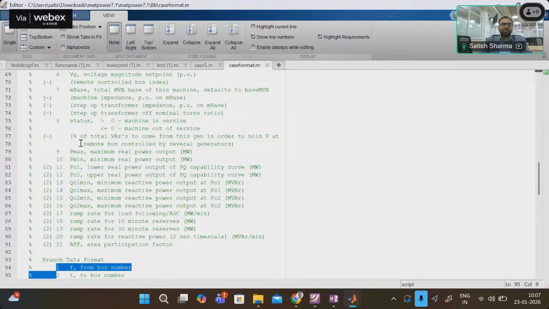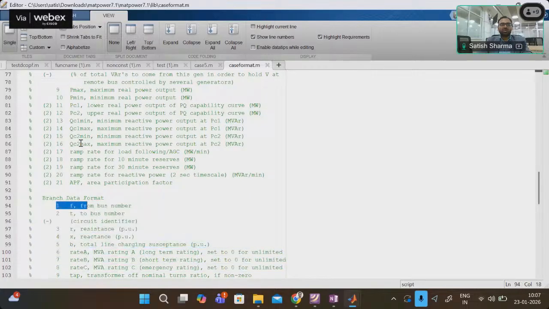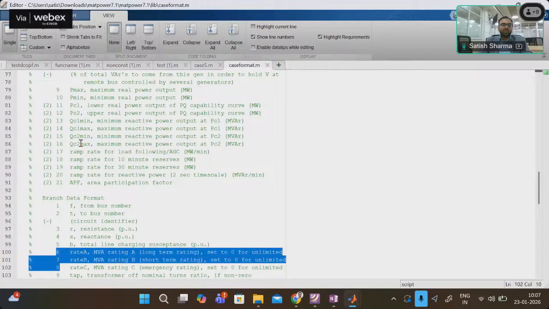The first column gives the from bus number, so it is from which bus and to which bus. Columns 1 and 2 give the connection matrix. Then the third gives you the resistance of that branch, and the fourth column gives you the reactance of that branch. Then the charging susceptance, shunt basically, for that particular branch. Then there are different line ratings available. Usually the long term rating, short term rating, and emergency ratings are provided.